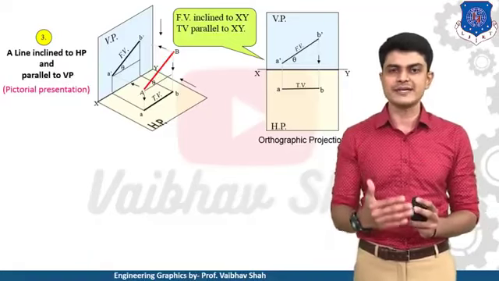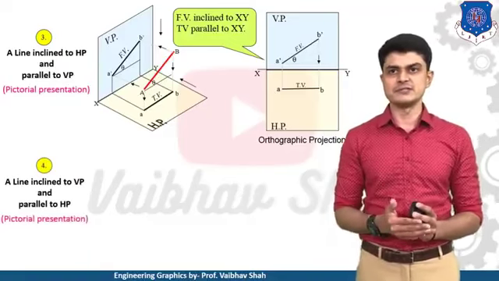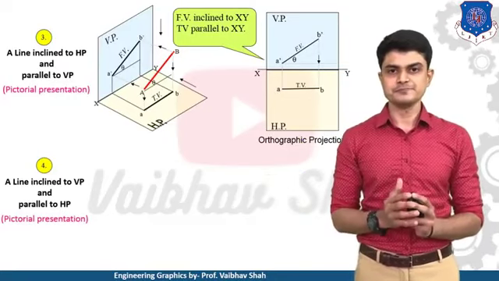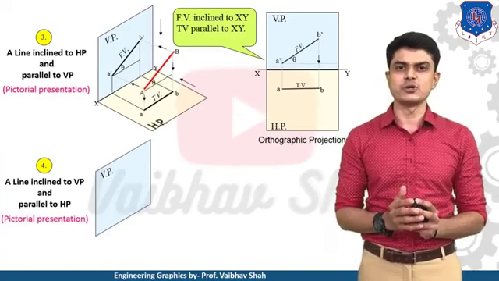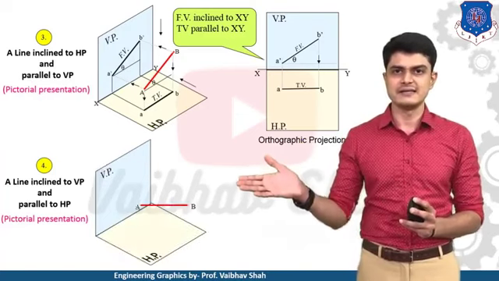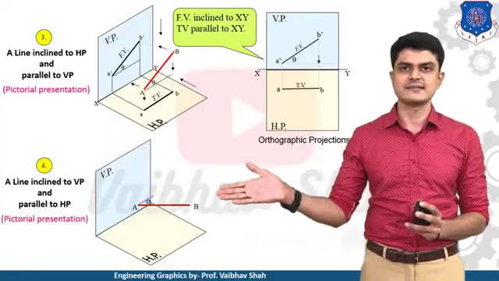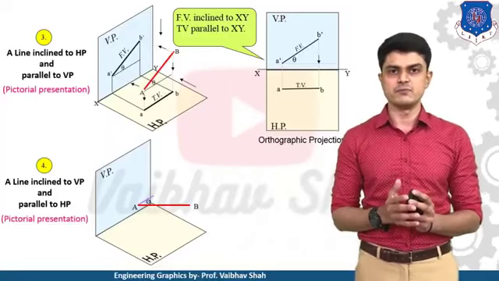Now let us move to the fourth case. So in the fourth case what happens? Here the line is inclined to VP but it is parallel to HP. So let us understand it by pictorial representation. So we have this line. Now this line is parallel to HP, as you can see, but it is inclined at a certain angle phi with your VP.